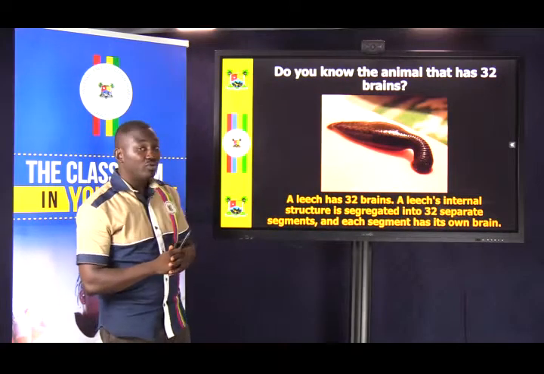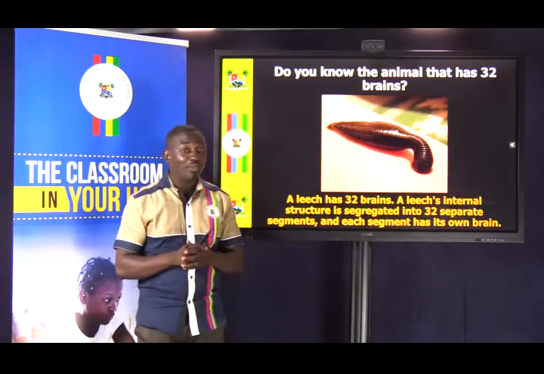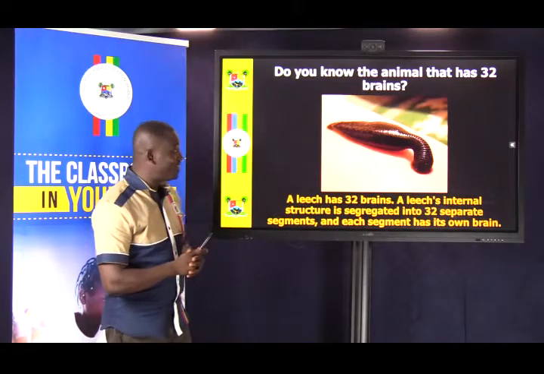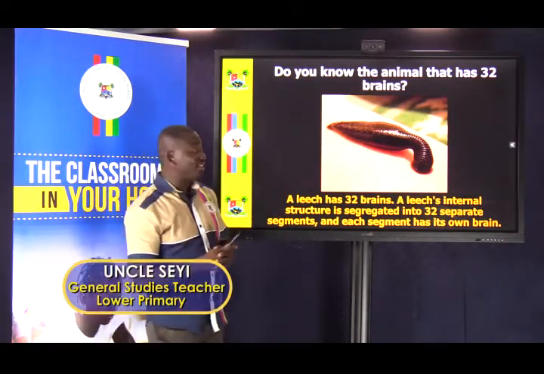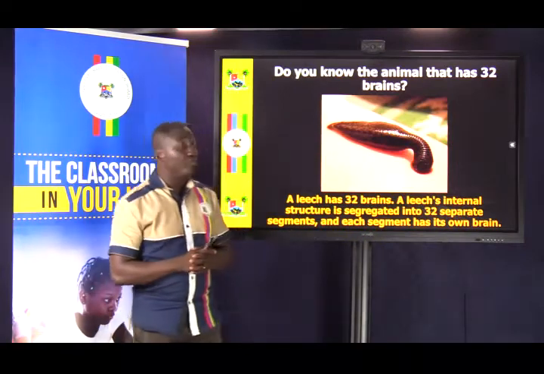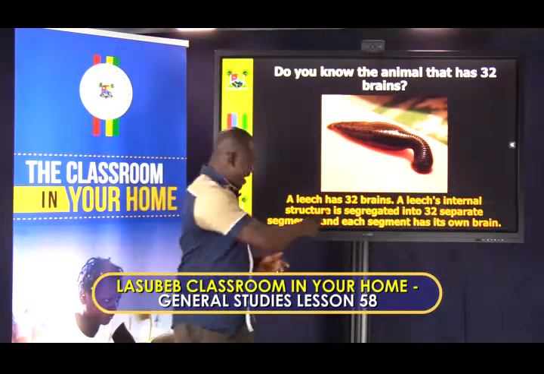So next time that you have a difficult problem, maybe you should seek the help of a leech, because a leech should be very intelligent for having 32 brains. All right, so next time you are asked which animal has 32 brains, you know that it is a what? A leech.